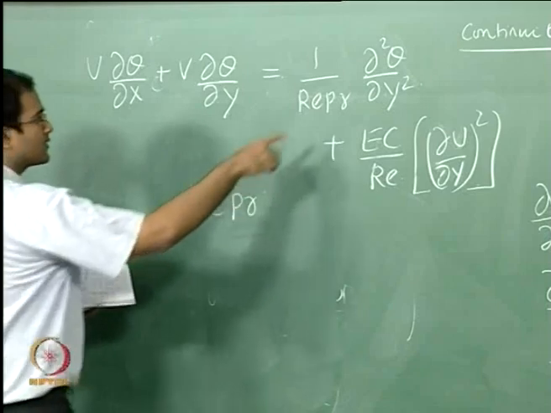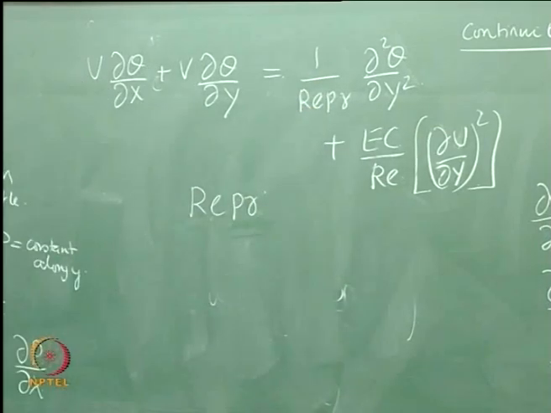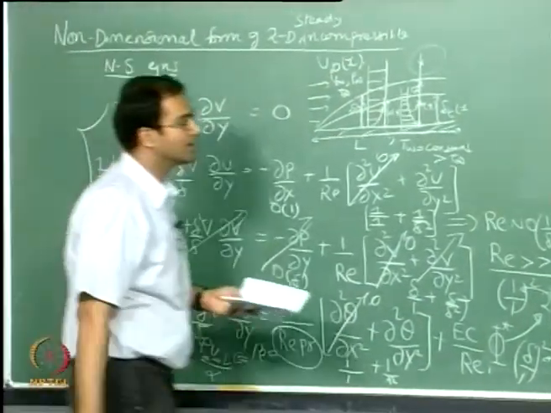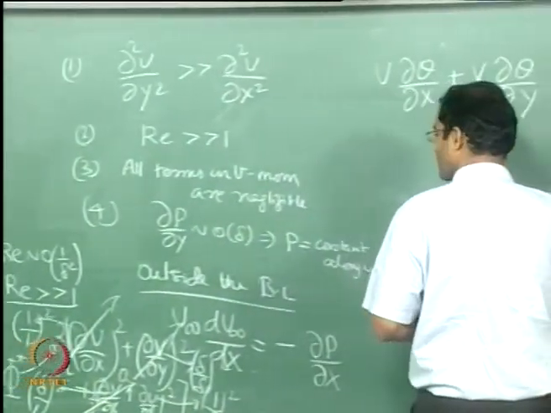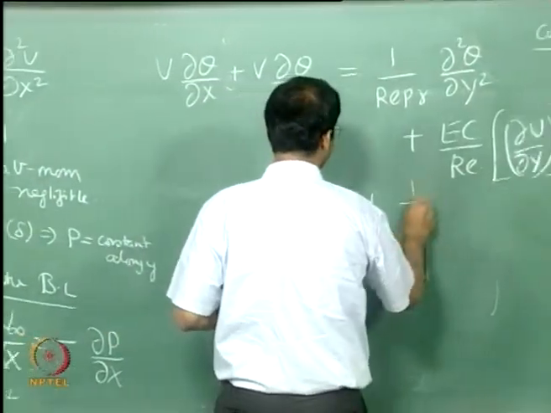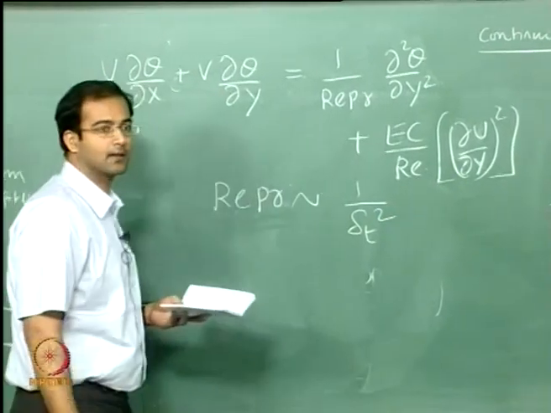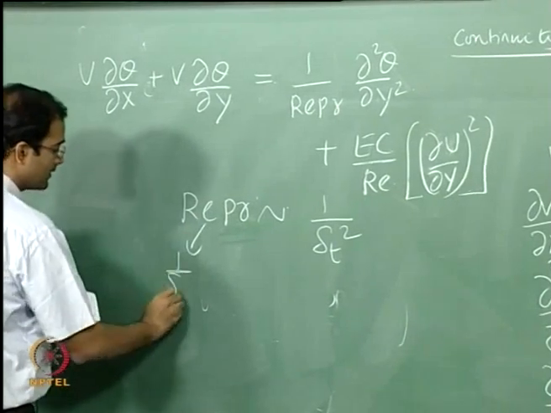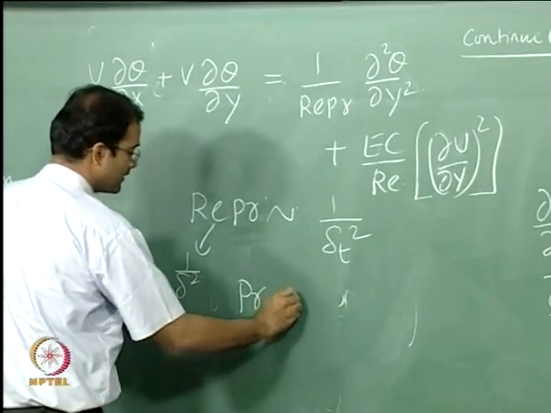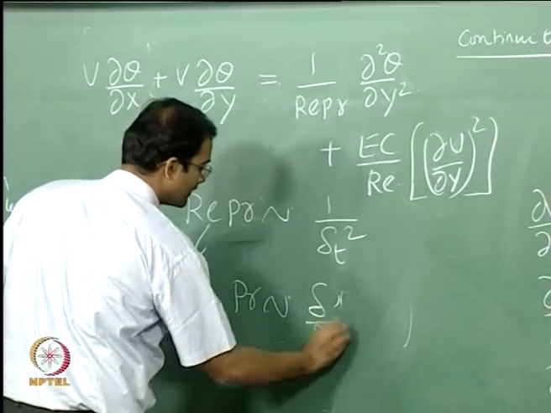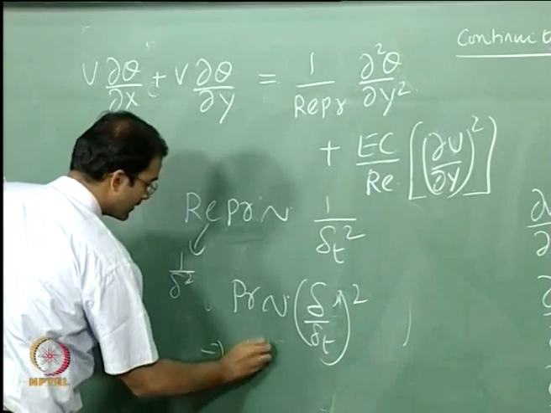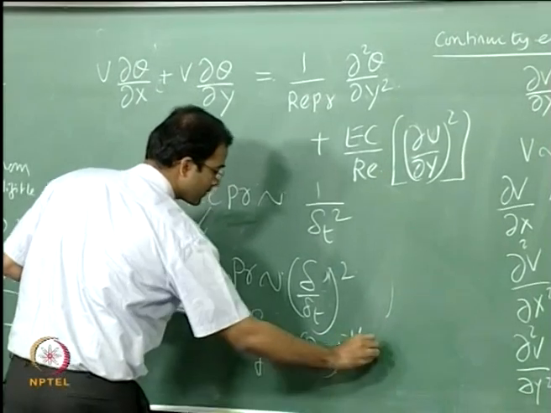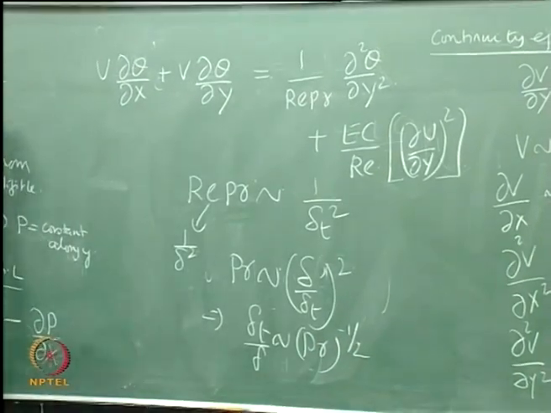Re Pr, so this is of the order of magnitude of 1 over delta t square, right. So for all the terms to balance, Re Pr should be of the order of magnitude 1 over delta t square, correct, understood. So already you know Re is of the order of 1 over delta square, therefore Pr should be of the order of delta by delta t the whole square, or in other words your delta t by delta should be of the order of Prandtl number power minus half. Okay, so this is a very important conclusion.